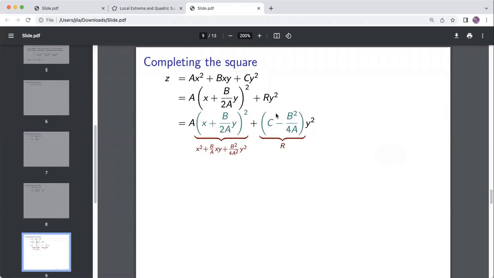And how? That's basically expanding the parentheses to power 2, the completed square, and you get x squared plus b over a xy plus b squared over 4a squared y squared. This is basically what you end up with, because you added that and all of this is multiplied by a, you will have c minus b squared over 4a for the y squared term, for the remaining terms, basically. And so this is completing the square.